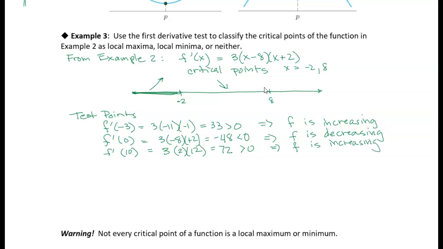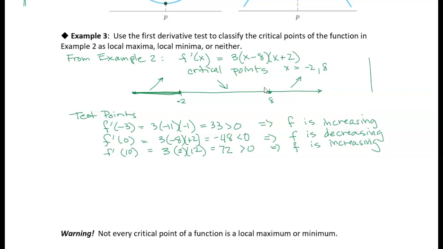Okay. All right, so now we have to decide. We have these critical points. We have to decide, are they local minima or maxima? Well, I'm going to first indicate my increasing function here to the right of 8 with a little arrow going up. Okay, so you can imagine, I'm just indicating that on the number line.